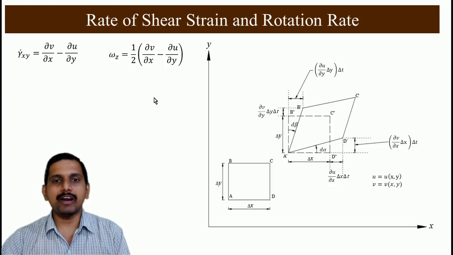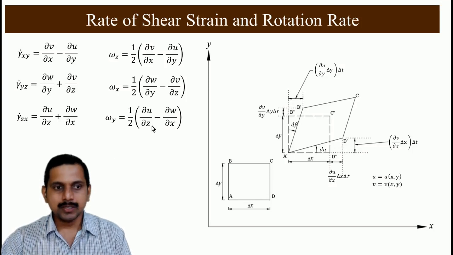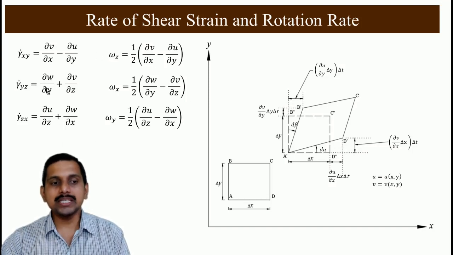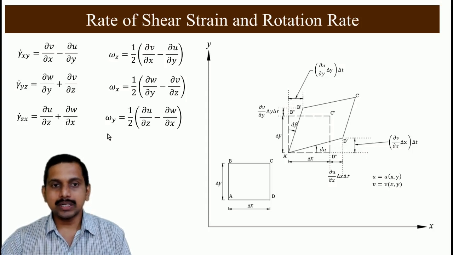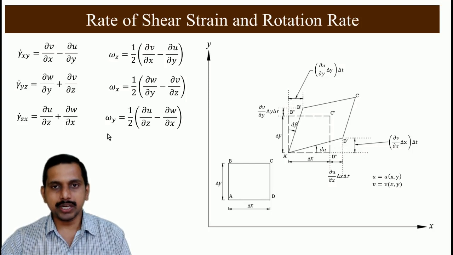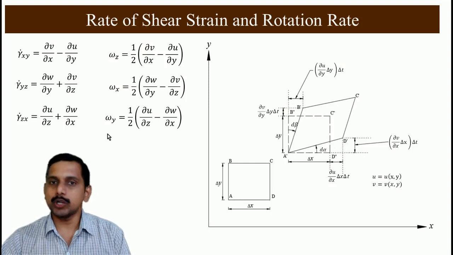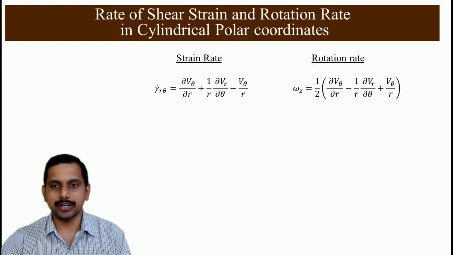In a similar fashion we can derive this in the other two dimensions as well. So these are the three-dimensional shear strain rates in three different planes and rotation about three different axes. Now let us see how rotation rate and shear deformation rate will be there in polar coordinates, because polar coordinates are also important, or rather cylindrical polar coordinates we will see.